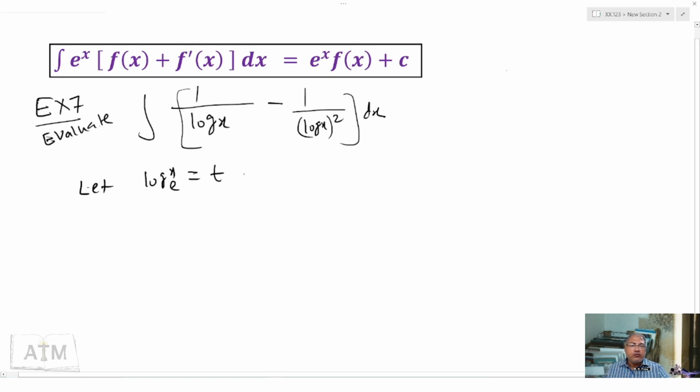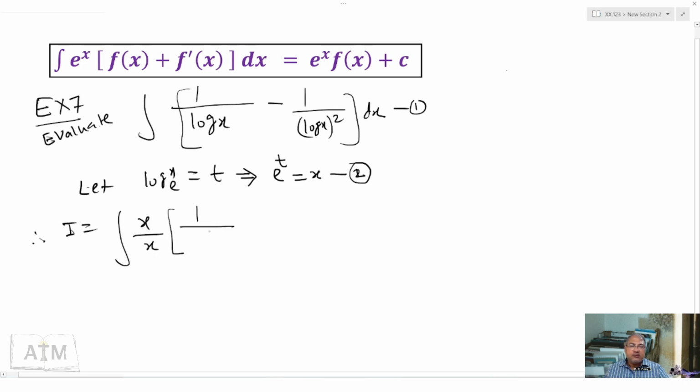So what do you do now? Here this is the logarithmic form. Now convert into index form, which implies e raised to t equals x. Call it 1 and call it 2. Now one more thing we'll do: I equals, here we multiply and divide by x. This is the logic, because you have to create the e raised to x outside the bracket with respect to x.